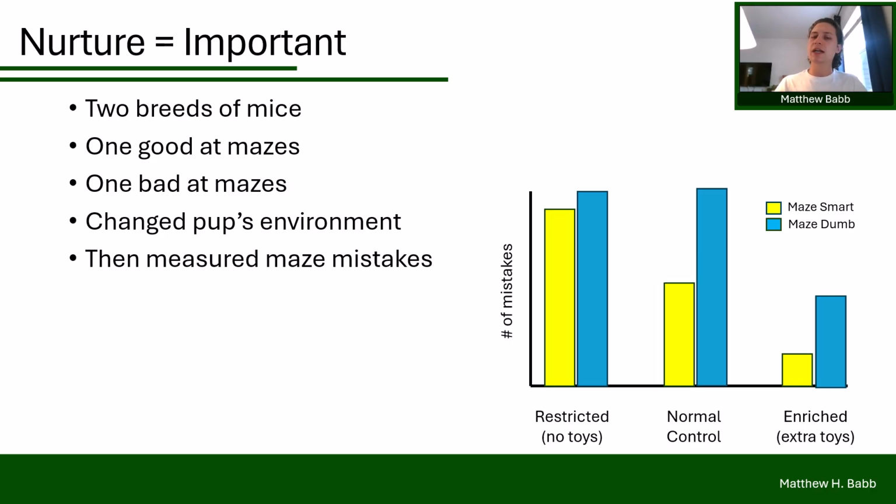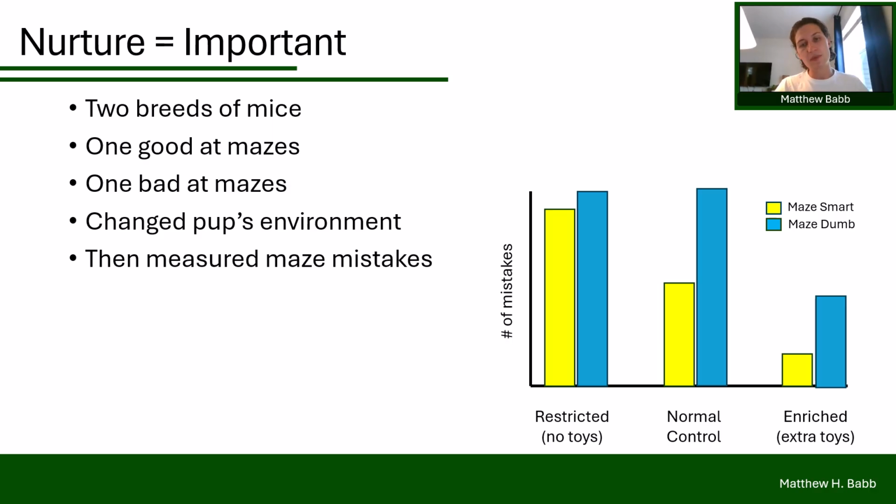But you can manipulate their environment to change their behavior, right? If you raise mice, both smart and dumb mice, in a restricted environment with no enrichment, no toys, a very boring, very dull environment, they make a lot of mistakes, both of them. Even the maze smart mice make a lot of mistakes.